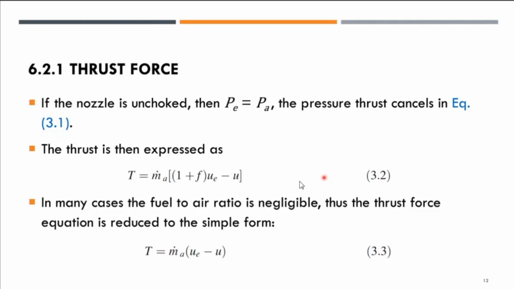When that happens, the exit pressure will be equal to the ambient pressure. That's why we could not see the component of the pressure times the area over here. That's where the thrust for the unchoked condition is expressed as equation 3.2.